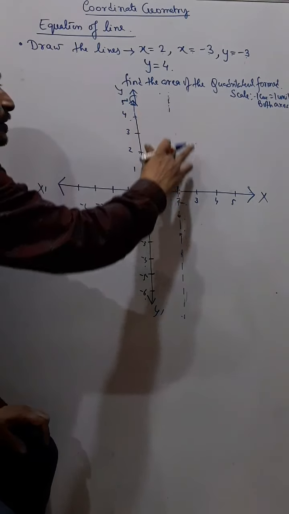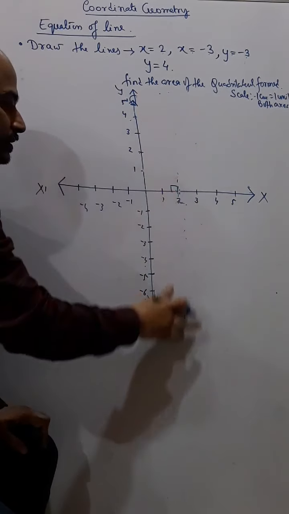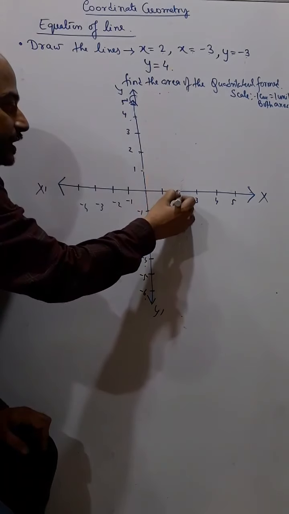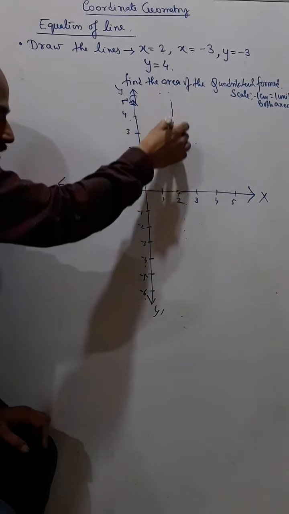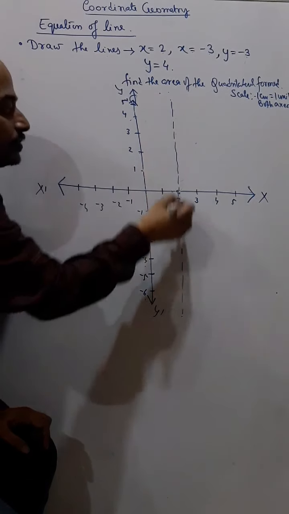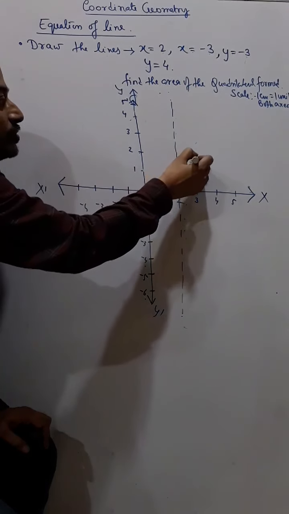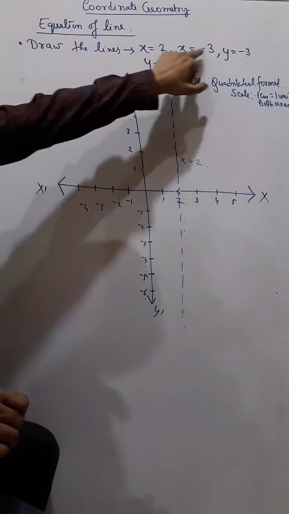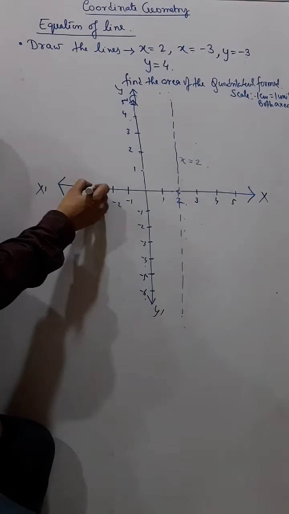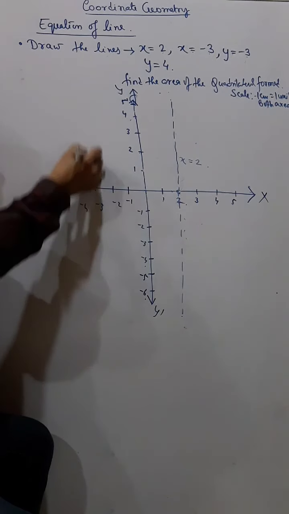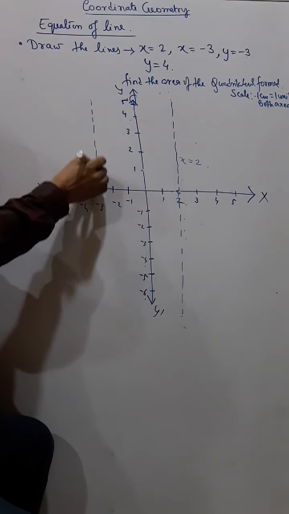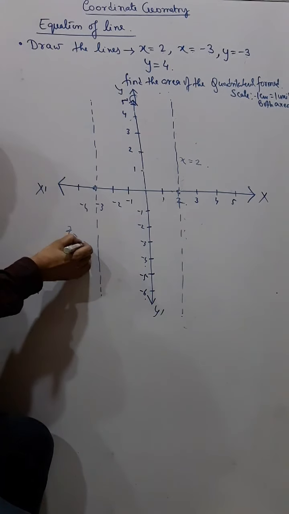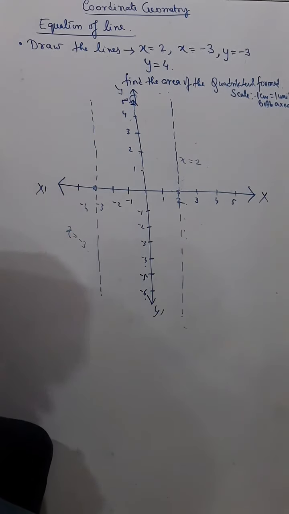So that means, first they told to draw a line x equals 2. So I'll take this point, from this point. So this line is x equals 2. Okay. Now if they say x equals -3, again x equals -3 is from here. So from here again I will draw a line perpendicular. So again this is x equals -3.